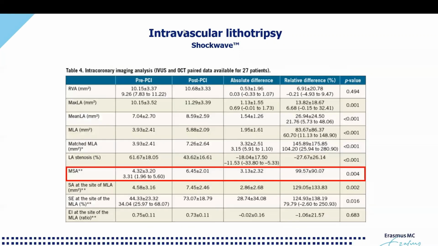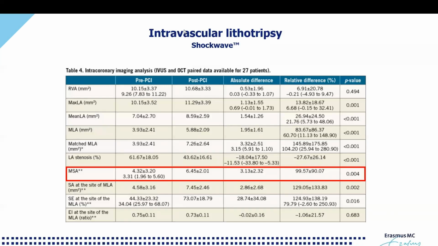You can see that on average, the minimal stent area increased from 4.3 to 6.45, which was statistically significant. So the average increase in lumen area was around 3 square millimeters, which I think is definitely worth the effort.